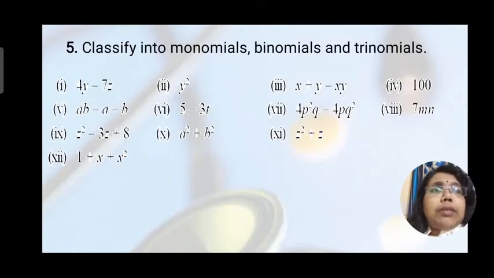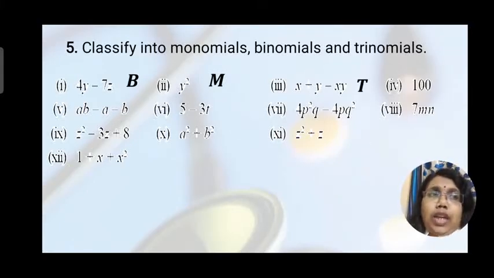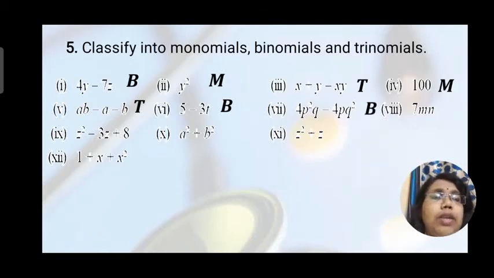Classify into monomials, binomials and trinomials. Now where there are two terms, we call it a binomial, one term we call a monomial, and three terms we call a trinomial. So the first one has two terms, so binomial. Second one has one term, so monomial. Third one has three terms, so trinomial. Fourth one has only one term, so it is monomial. Fifth one has three terms, so trinomial. Sixth one has two terms, so binomial. Seventh one has two terms, so binomial again.